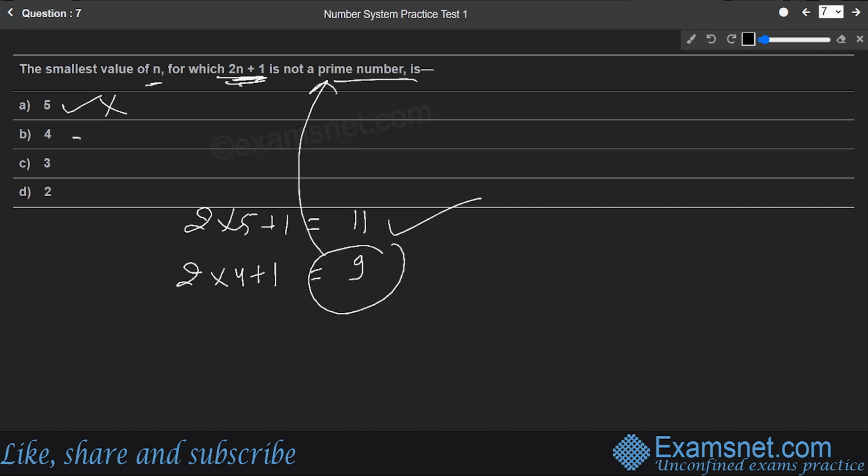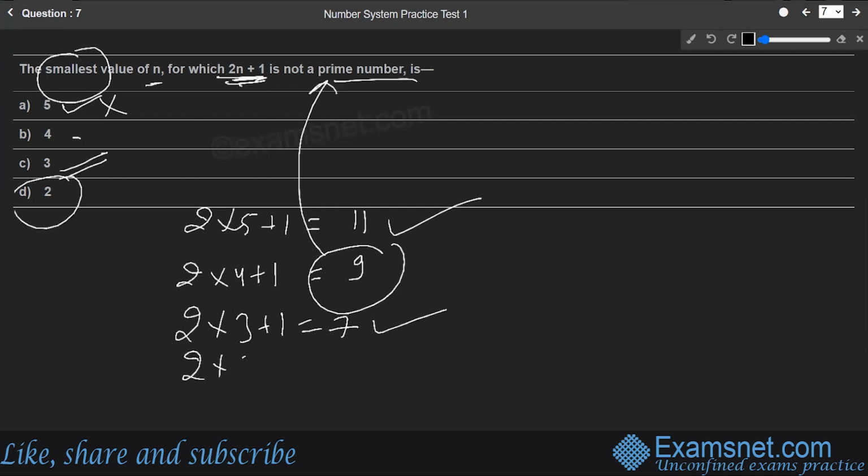For what value of n is 2n plus 1 not a prime number? But they have also asked for the smallest, so we have to check the other options also. Let us check 3. 2 into 3 plus 1 is 7, and 7 is a prime number, so this cannot suit our criteria. Let us see the last one, that is 2. 2 into 2 is 4, plus 1 is 5. 5 is a prime number, so again this doesn't suit our criteria. We require something that is not a prime number, which is only possible for option B, so that is the right answer.